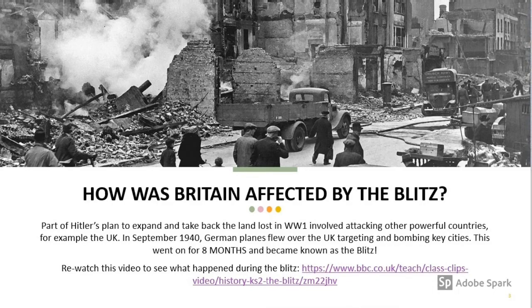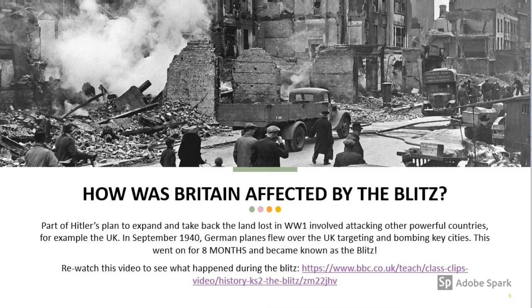Now, this wouldn't be a geography lesson if we weren't thinking about countries and places. You'll have just watched a video clip that shows all the different countries that were involved, but in today's lesson, we're going to be focusing specifically on two. That's Britain and Germany. Part of Hitler's plan to expand and take back the land lost in World War I involved attacking other powerful countries, for example, the UK. In September 1940, German planes flew over the UK, targeting and bombing key cities. This went on for 8 months and became known as the Blitz.